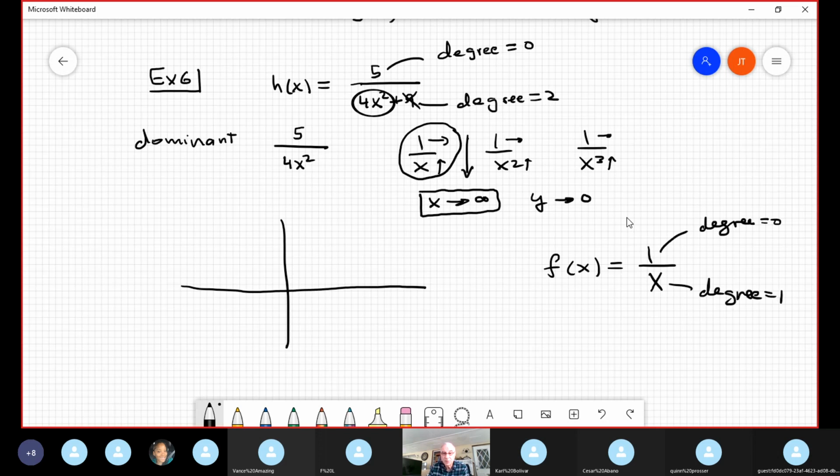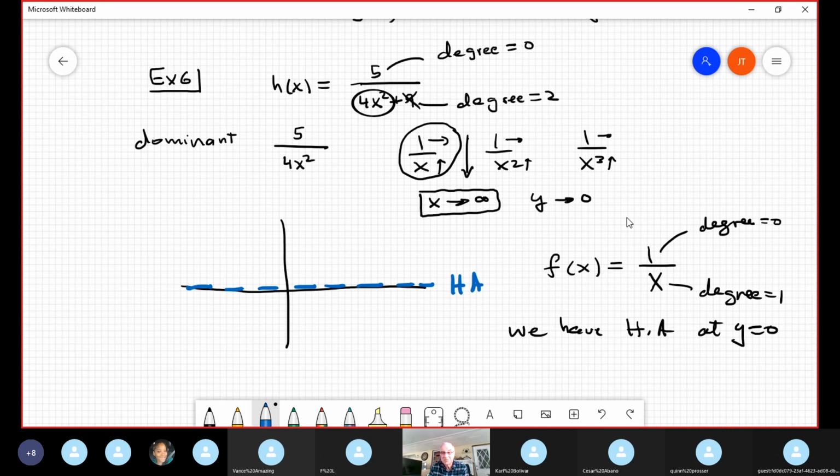So we have a horizontal asymptote at y equals 0. So we are doing something like that. Look here. This is my horizontal asymptote.